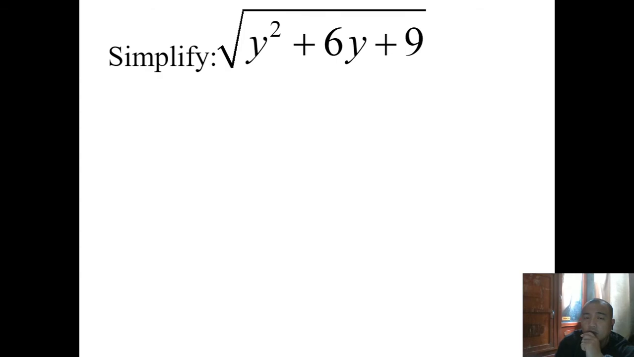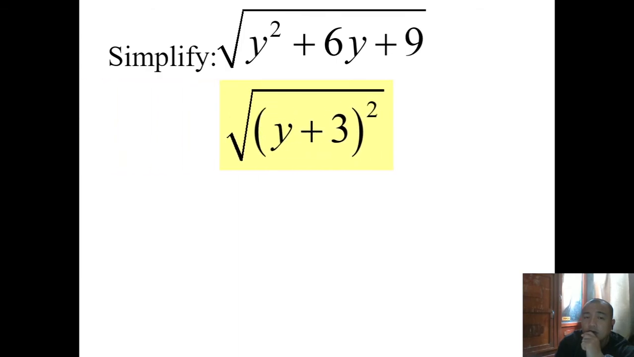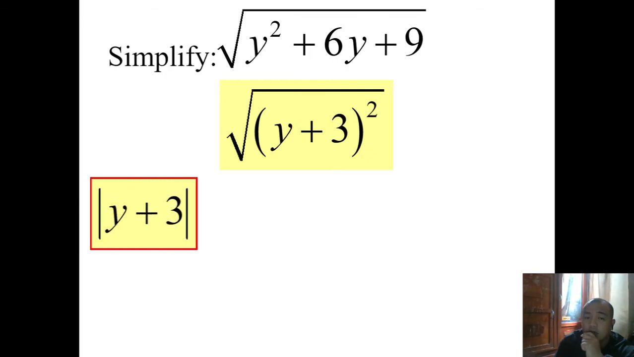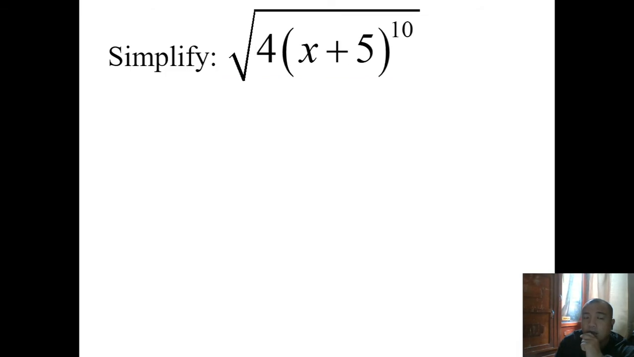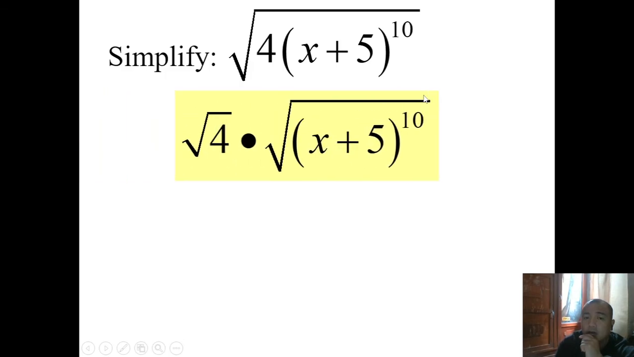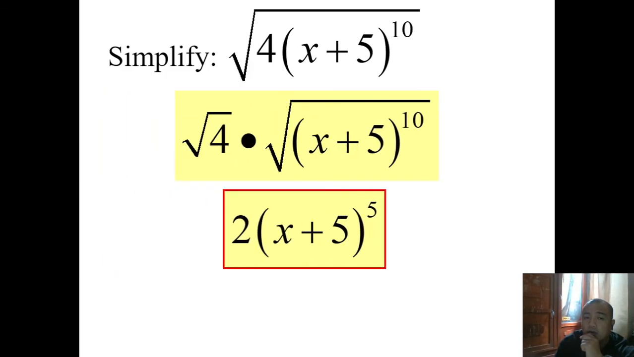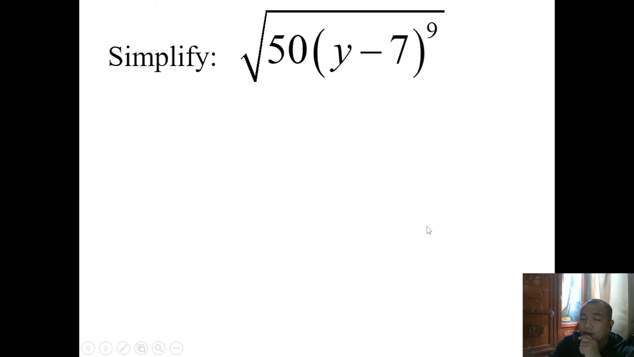Another one: square root of y squared plus 6y plus 9. First factor it. That's equivalent to quantity y plus 3 squared. So the answer is absolute value of y plus 3. How about this? Square root of 4 is 2, and square root of x plus 5 raised to 10 is x plus 5 raised to the 5th power. So 2 quantity x plus 5 raised to the 5th power.